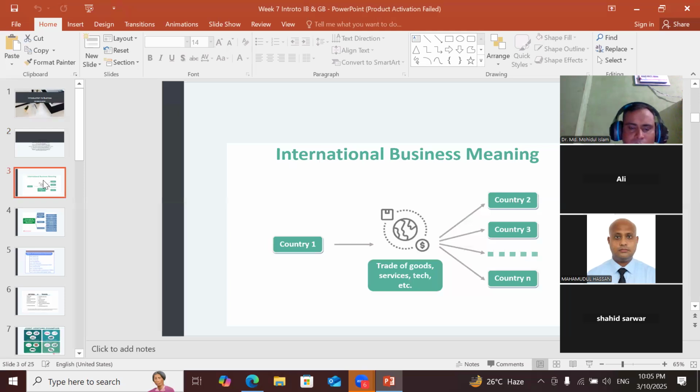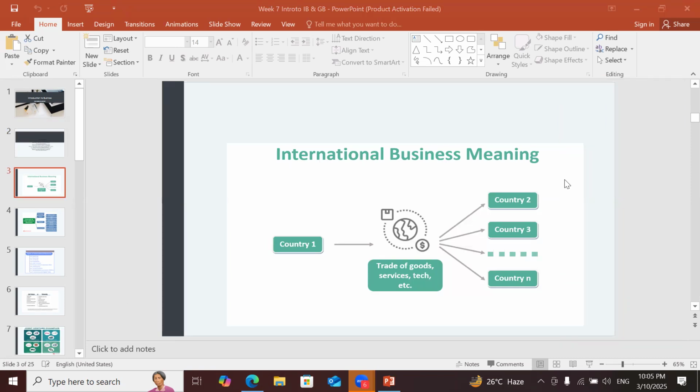At first, I'm going to discuss international business. International business means international dealings, where business, goods, service, and technology are shared with one or two countries. It is international business when we try to do business or trade across more than one country. The trade items are goods, service, and technology. That is international business.